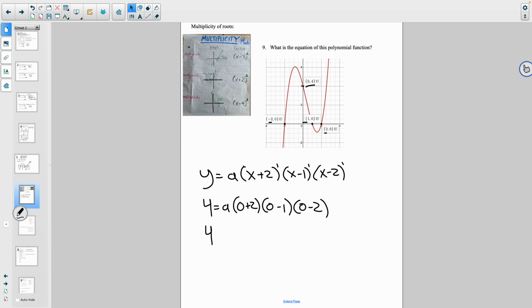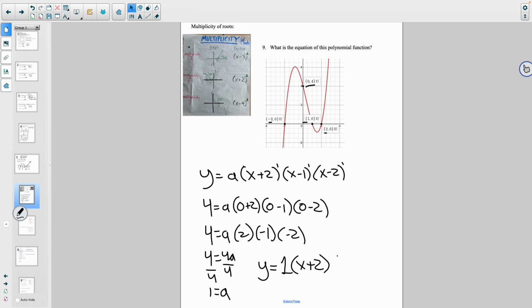So this is really 4 equals a times 2 times negative 1 times negative 2, which is just 4. So we get 4 equals 4a, so a is just 1. We can divide by 4, and we get 1 equals a. So let's write out my final equation. It's really just going to be y equals, and since I can just write a 1 for my a, we don't really need that 1. So my final equation will be this, x plus 2, x minus 1, and then x minus 2.